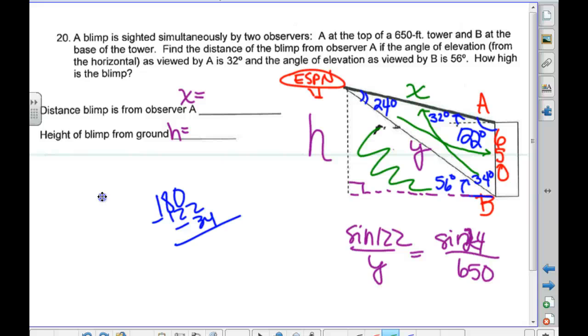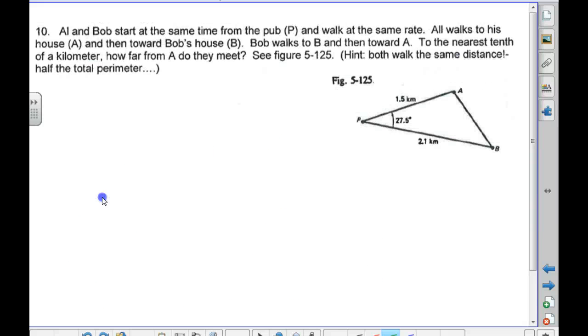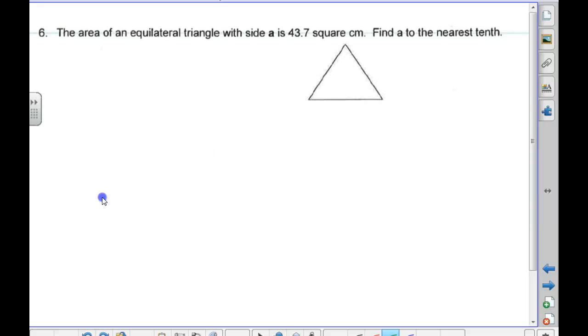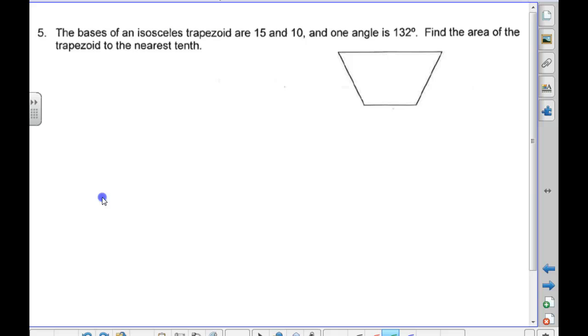Was it Rachel's worksheet? It was the worksheet again, but number 5? Okay. This one?